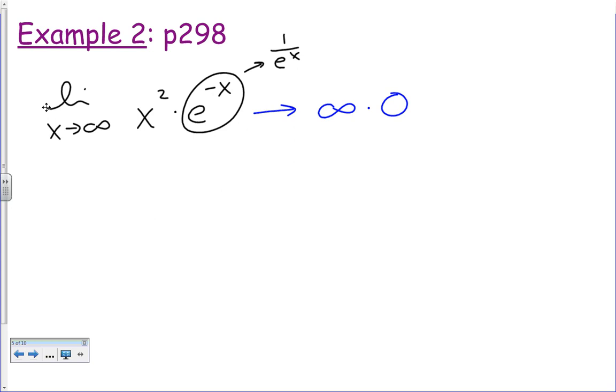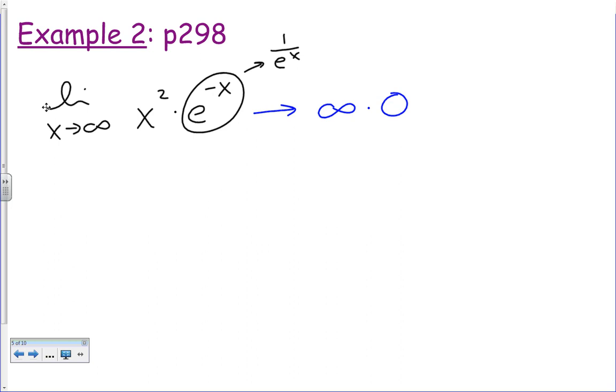So if I end up with infinity times 0 or 0 times infinity, of course it doesn't matter which order they're in, that's an indeterminate form. That's not the answer. The answer is not necessarily 0 here. Could turn out to be 0, could turn out to be infinity, or could turn out to be some value in between. It's not until I take a few more steps in looking at this that I know what value it's actually going to take on.